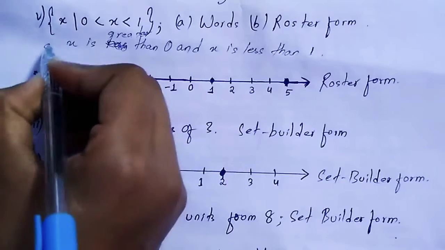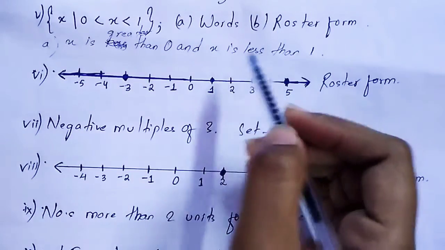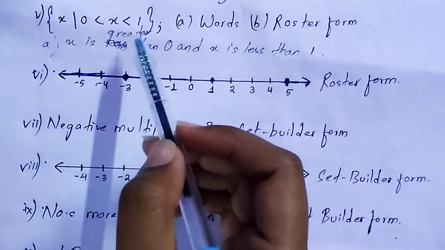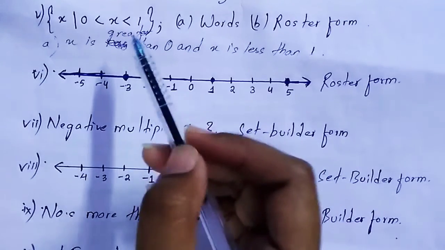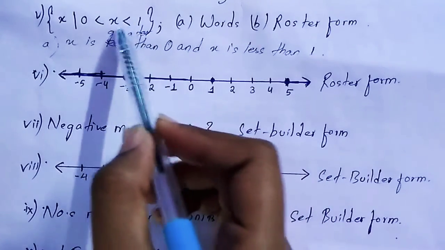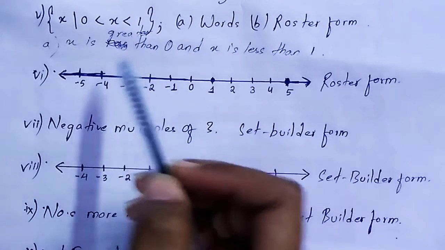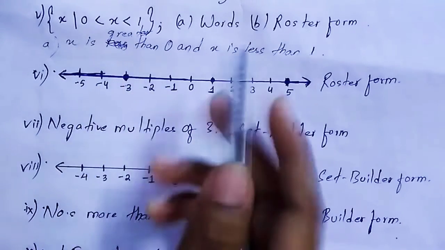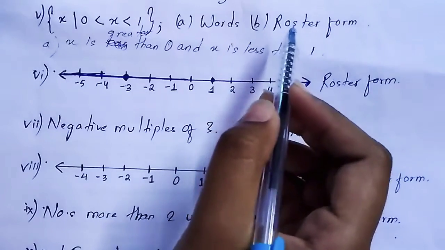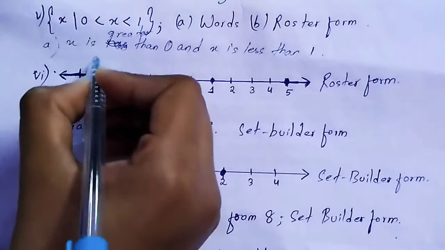This is your number A. And second one is roster form. So friends, this cannot be expressed in roster form because in roster form you need to write the elements. But here there are no elements. X is such that x is greater than 0 and x is less than 1. So numbers is not there, so you don't have to write. So you can write that roster form cannot be expressed.